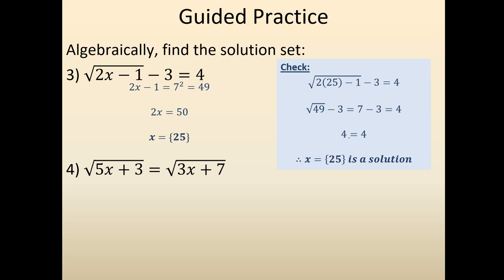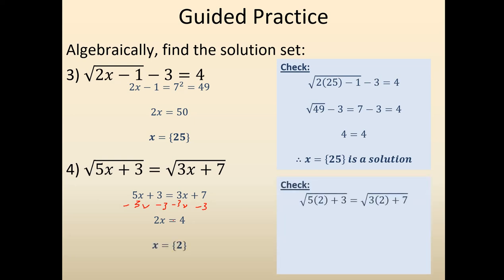All right, and then for number 4, this one's simple. We actually have square roots on both sides. So when we square, it just gets rid of the square roots on both sides. So it actually ends up becoming a lot easier. We just end up with 5x plus 3 equals 3x plus 7. So we subtract 3x from both sides, and we subtract 3. And we end up getting 2x equals 4, or x equals 2.